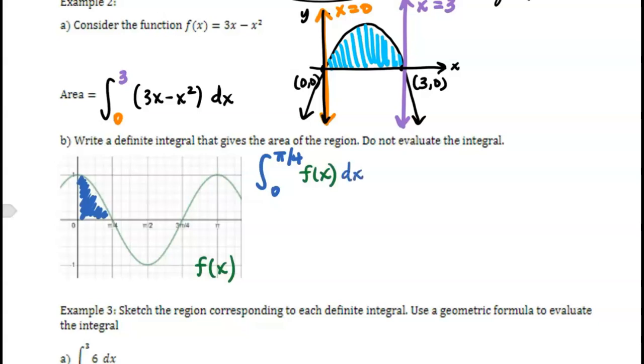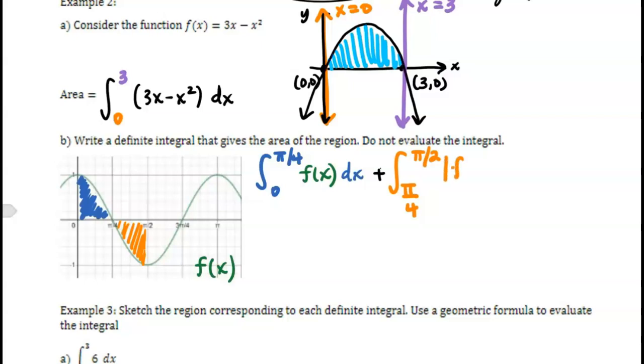But let's say I wanted to find the area that also includes this piece here, where the graph goes under the x-axis between pi over 4 and pi over 2. I would then need to add a separate integral that starts at pi over 4 and goes to pi over 2, but we have to be careful here because this orange piece of the graph is negative.